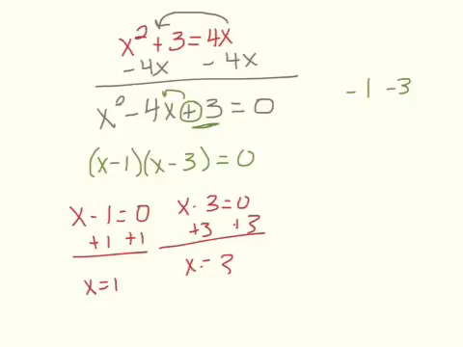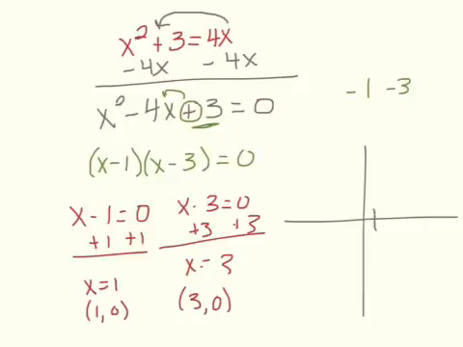The best way to write them is probably as a point, (1, 0) and (3, 0). Well, what does this all mean? That means at 1 and at 3 are where my graph crosses the x-axis.